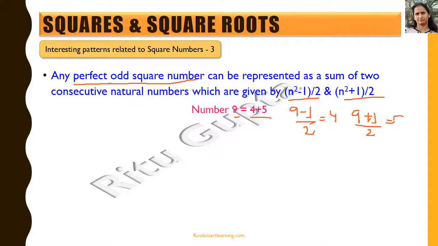So we are saying a perfect odd square number can always be represented by a sum of two consecutive natural numbers, and the numbers would be given by n square minus 1 by 2 and n square plus 1 by 2.